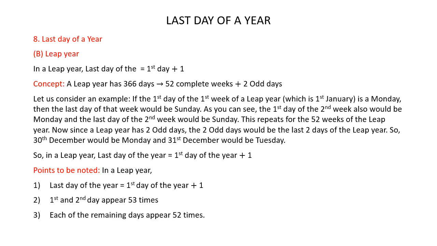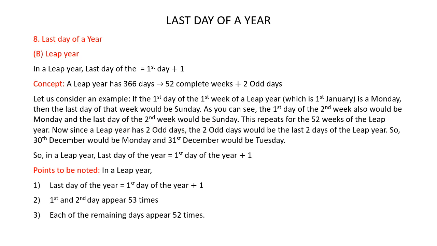Let's now understand the concept of last day of a leap year. Now we know that a leap year has 366 days, that is 52 complete weeks plus 2 odd days. Now let's consider an example. If the first day of the first week of a leap year is a Monday, that is, let's suppose the 1st January is a Monday, then the last day of that week would be Sunday. Now, if the last day of the first week is Sunday, then clearly the first day of the second week would be Monday and the last day of the second week would be Sunday.